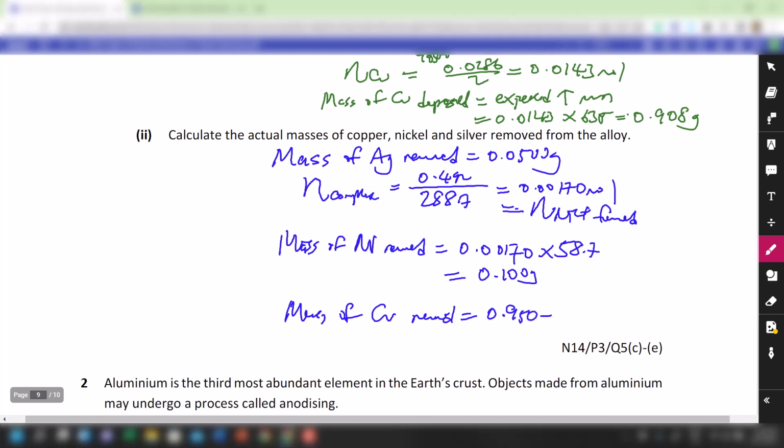Then the actual mass of copper, so mass of copper removed, will then equal 0.950 minus 0.100 minus 0.0500, and then I'll end up with 0.800 grams. That's about it. I hope you find electrochem calculation relatively straightforward, not as difficult as acid-base equilibrium, I hoped.